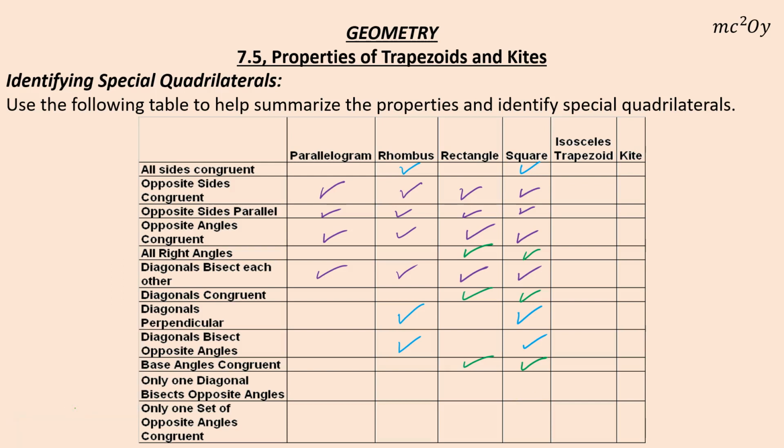Okay, let's go on to isosceles trapezoid. Definitely no on these. Opposite sides, no. No, not two sets. Diagonals are congruent. That's good. Diagonals perpendicular, no. Diagonals bisect opposite angles, no. Base angles congruent, yes. No. Okay. Not many there for isosceles trapezoid. Let's move on to kite. Kite, yowzers. Diagonals are perpendicular. Very good. Looks like those two there.